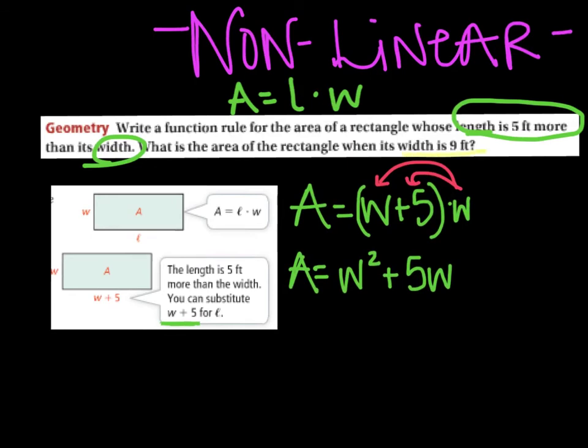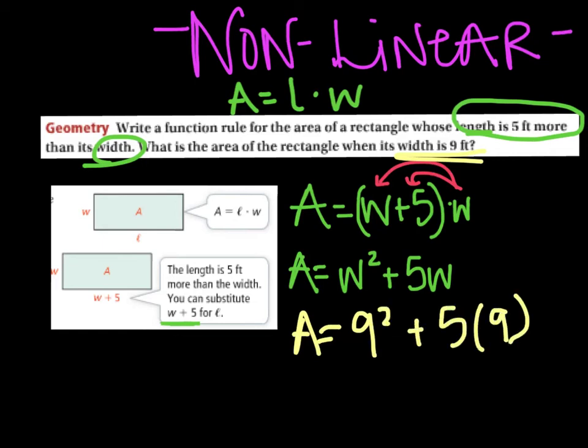Here we go. To answer the question, width is 9 feet. So I'm going to drag and drop 9 in. So 9 squared plus 5 times 9. 9 squared is 81 plus 45. The area then is going to be 126 feet.